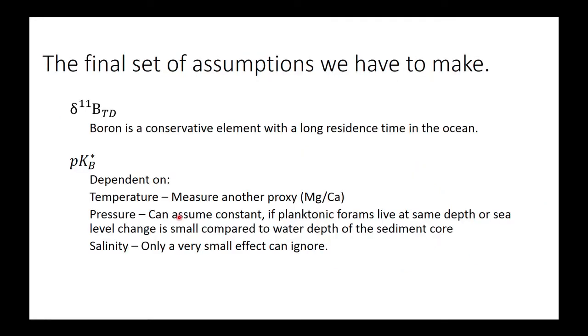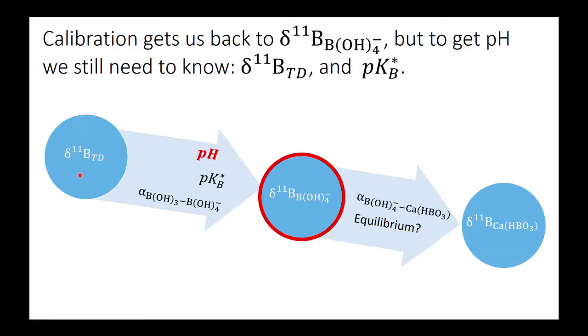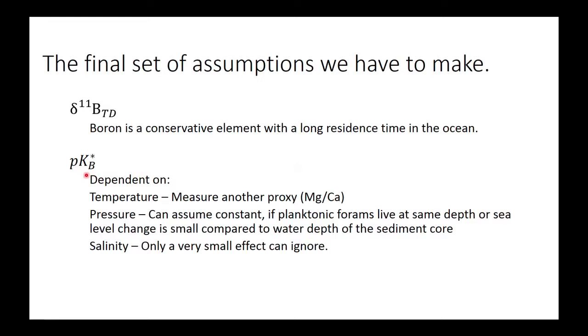I guess we're also assuming that this doesn't change either, the total isotopic composition of boron in the ocean. So we're quite confident that doesn't change, because boron is quite conservative in the ocean, so it doesn't appear to vary spatially in the modern ocean, so that indicates that it's got a very long residence time. So if it does change in the past, it would change very slowly.